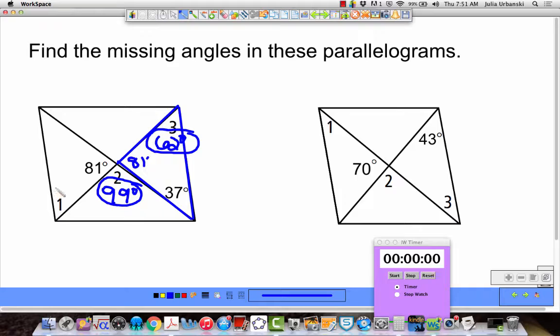Now angle 1 is really easy as well, as long as you can see something there. No, that's kind of the right idea. Alternate interior angles. So it's the other one. Remember, lines are parallel in parallelograms. So this angle on this side is equal to this angle on that side. Alternate interior angles means that this angle is 62 degrees. Okay, there's your 3 missing angles.